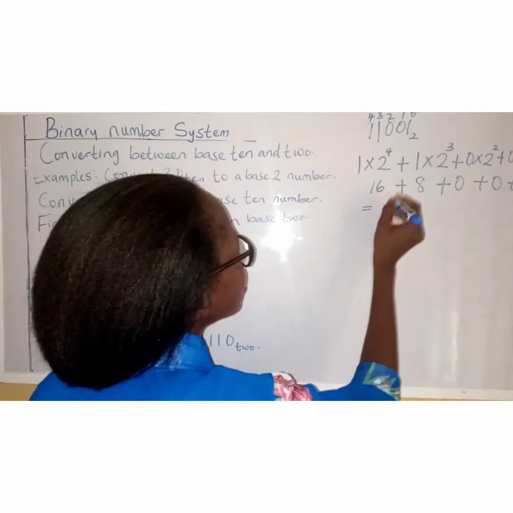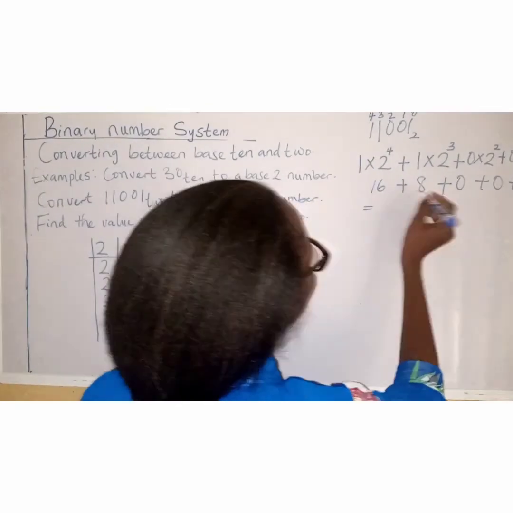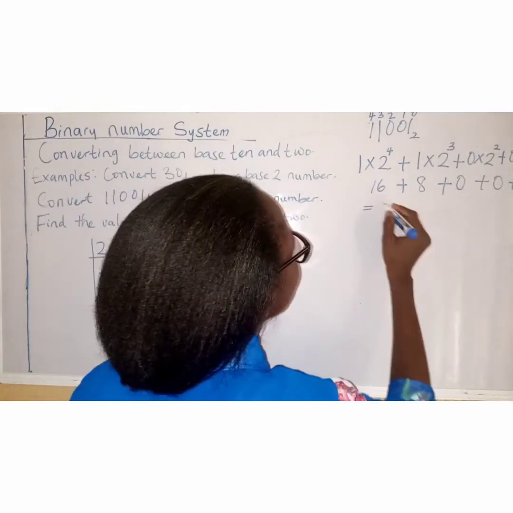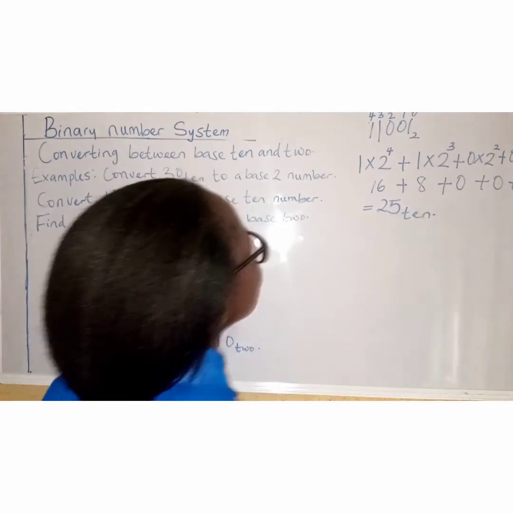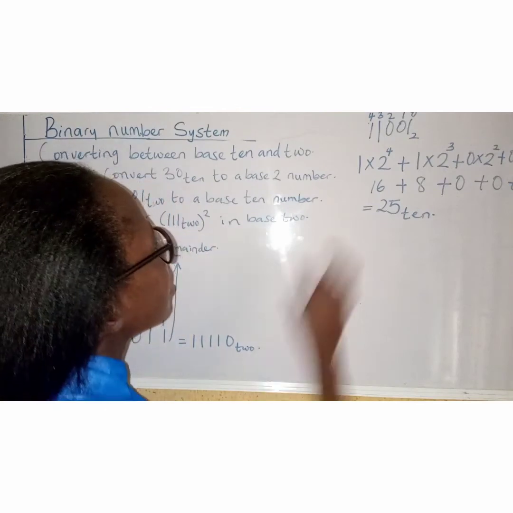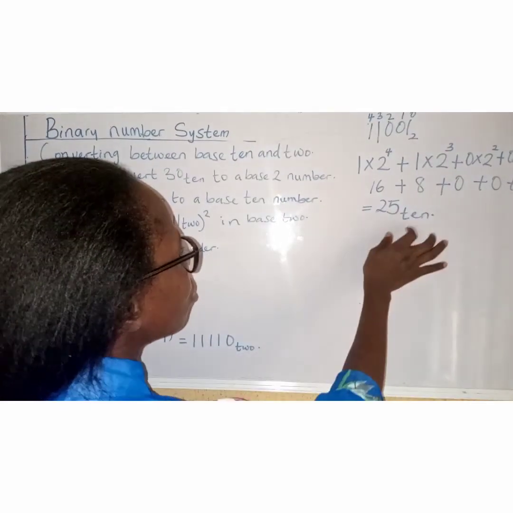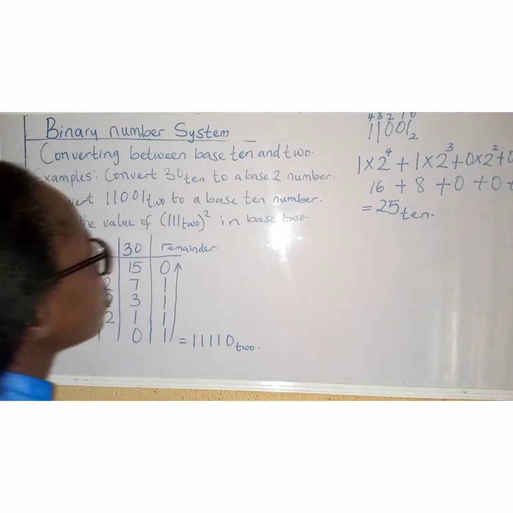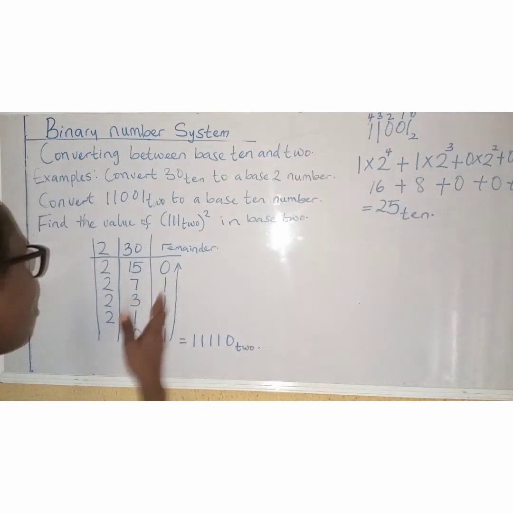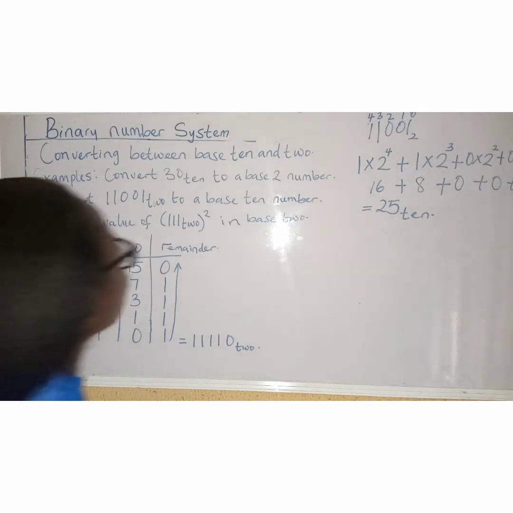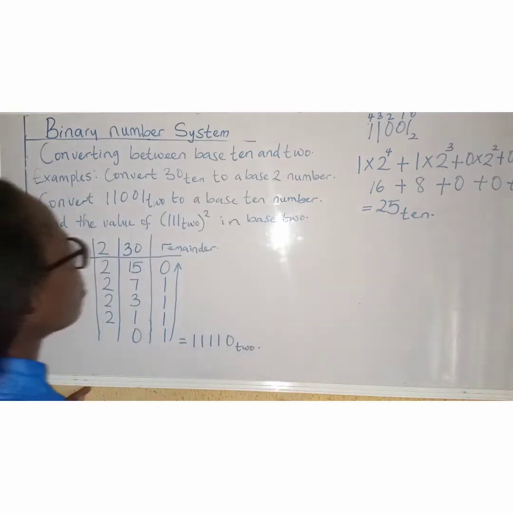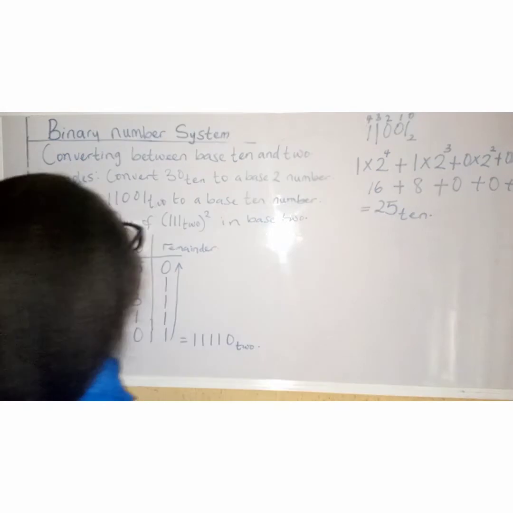So what do you do? 16 plus 8 is what? 24, plus 1. This is going to be 25 base 10. So you have been able to successfully convert base 2 to base 10. You can also convert it back using this method. Then I have the last example on the board. Find the value of 111 base 2, all raised to power 2, in base 2.